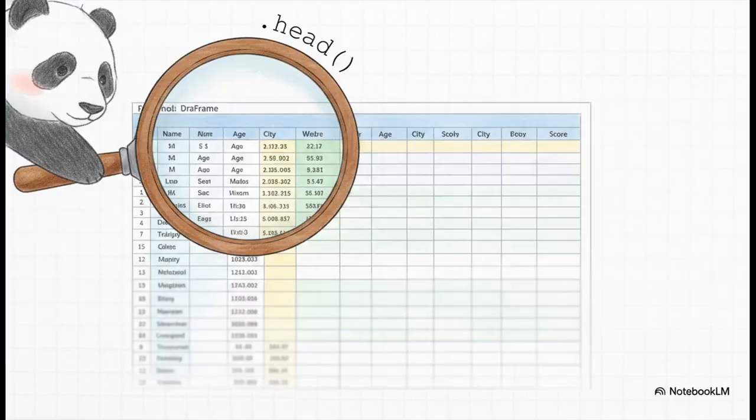Let's break it down. First thing, you're always going to want to use the head method. This shows you the first 5 rows of your data frame by default. It is the perfect sanity check. It tells you, hey, did my data load correctly? Are the column names right? Do the values look like what I expected?